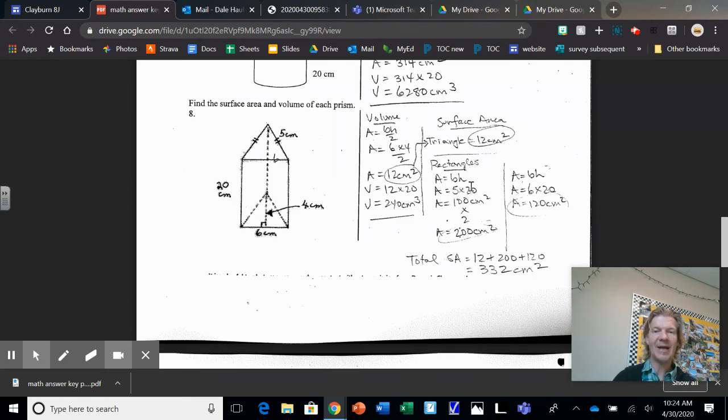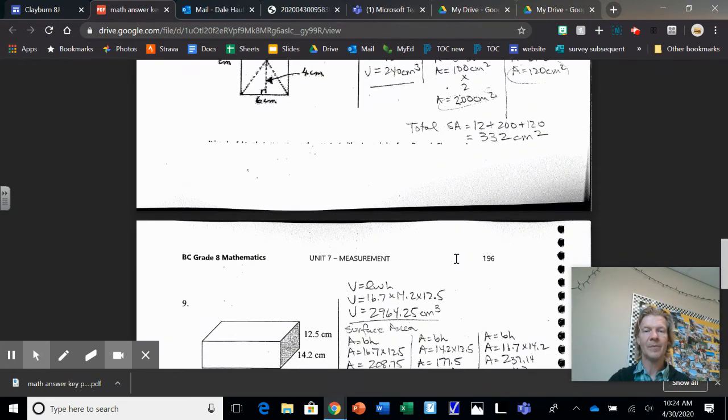Okay, and then the rectangles. You have 2 rectangles that are the same and one that's different. And you add all these 3 together. So it should be 24 plus 200 plus 120. So the answer should actually be 344, not 332. So I will change that. I will update that. Okay.